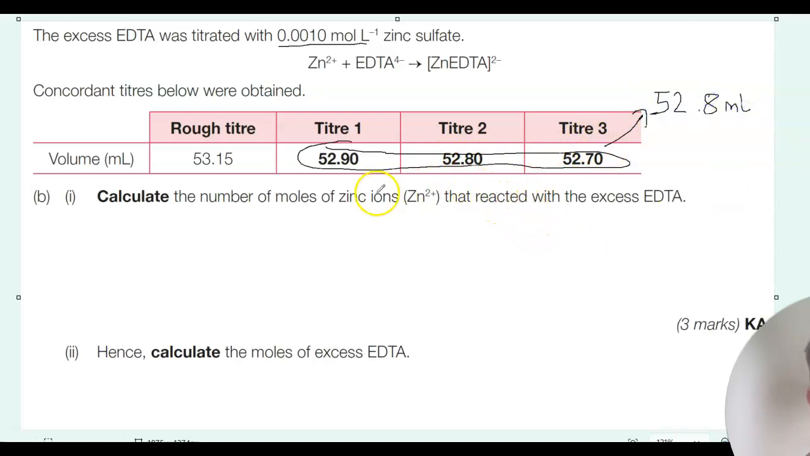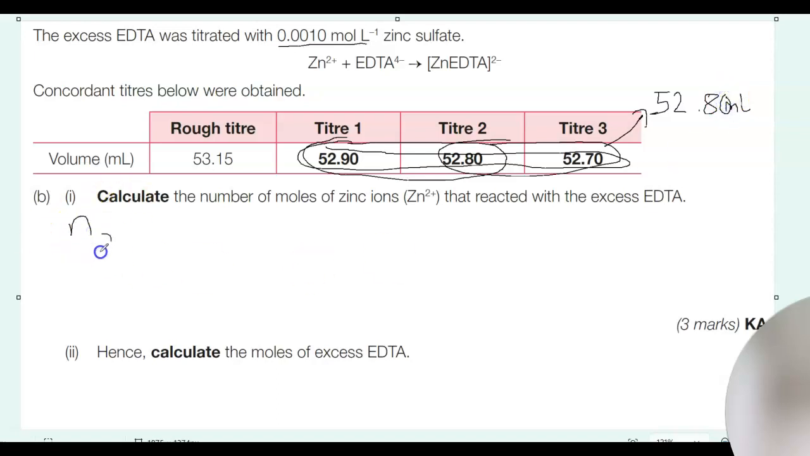But realistically, I know that concordant titres are within 0.1 ml. So realistically, it should either be the average of these two or the average of these two. It shouldn't be all three. So I think, to be honest, that's a bit of a mistake in the question, but that's okay. We'll just go with this. So 52.80, I apologize for that.